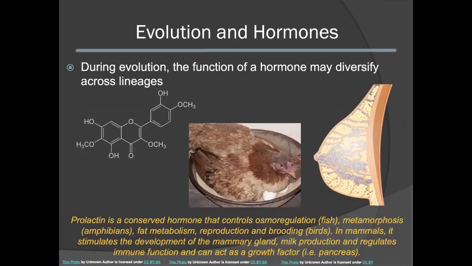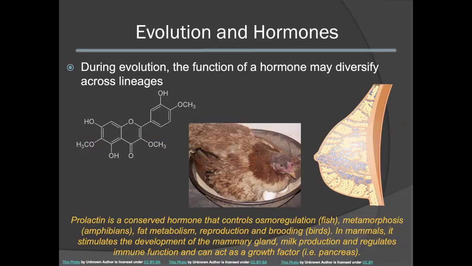And finally, we also have the diversification of the function of the hormone prolactin. Prolactin is a highly conserved hormone, which means it is present in a wide variety of lineages. The role of prolactin is important in controlling osmoregulation, metamorphosis, fat metabolism, reproduction and brooding behavior.